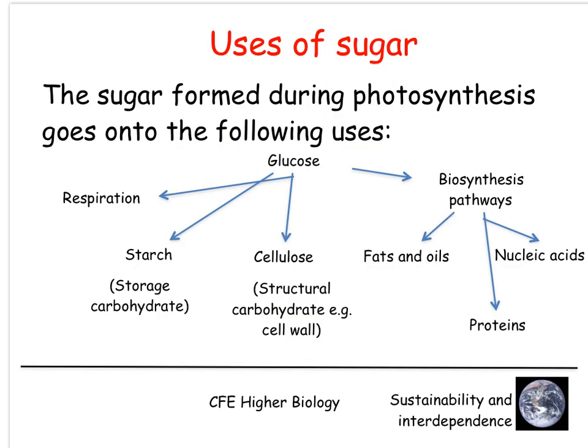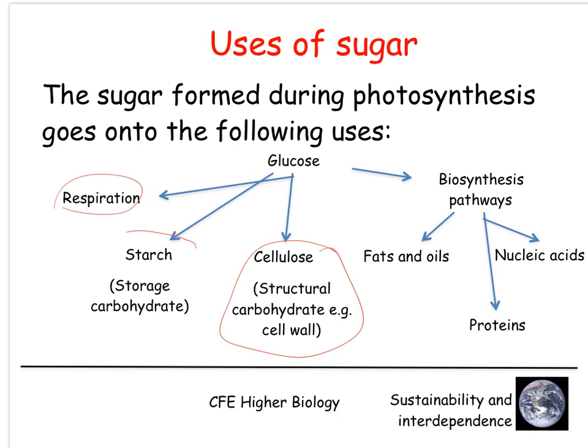So what happens to those sugars or those carbohydrates that are produced by photosynthesis? Well, they can go to the following uses. For example, glucose that's formed in the plant can be used for cellular respiration, and that can provide the plant with energy for growth, cell division, and reproduction. Some of the other sugar molecules can be made into more complex carbohydrates. For example, they could be built into long chains of cellulose to make your structural carbohydrates that are used to build cell walls.